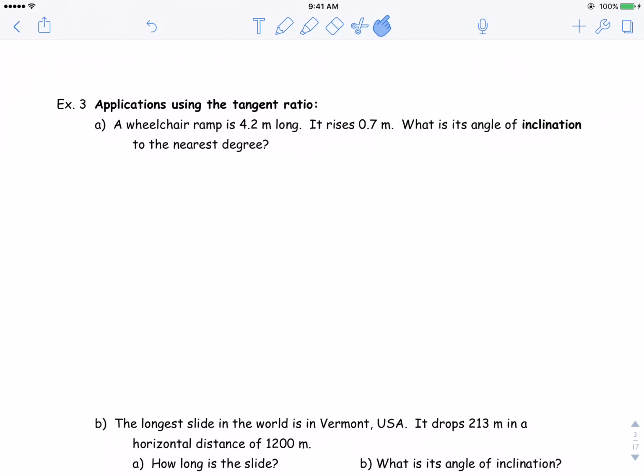Actually, I lied. Today in section 2.1, we're only looking at finding the angles. Tomorrow in 2.2, we look at finding angles, or finding sides. So example 3 says here a wheelchair ramp is 4 meters long. It rises 0.7 meters. What's the angle of inclination to the nearest degree?